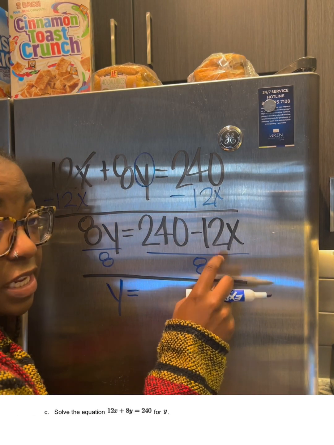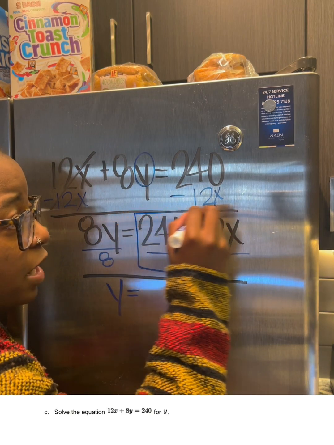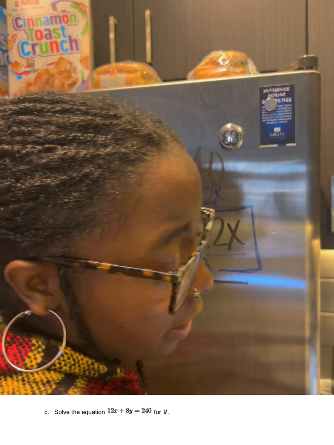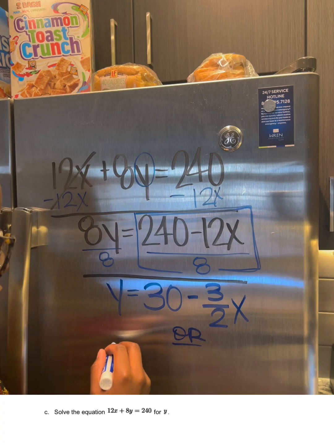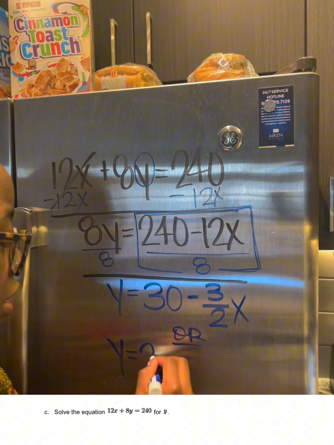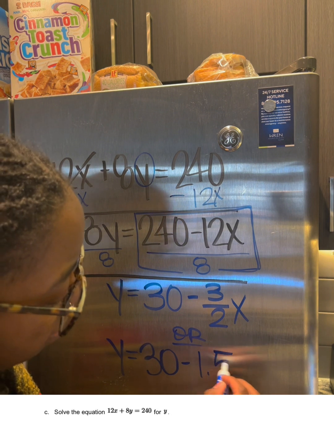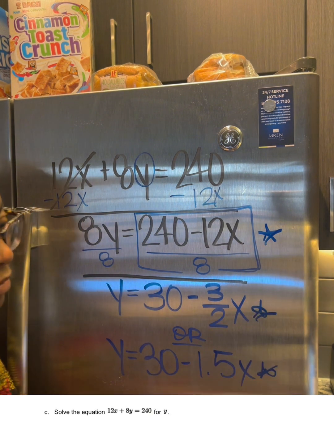Now, you could leave this. You could do this as your final answer. You would still be right. That could be your final answer. Or you can just break it down. Or you can put Y equals 30 minus 1.5x. So you can put either one of these.